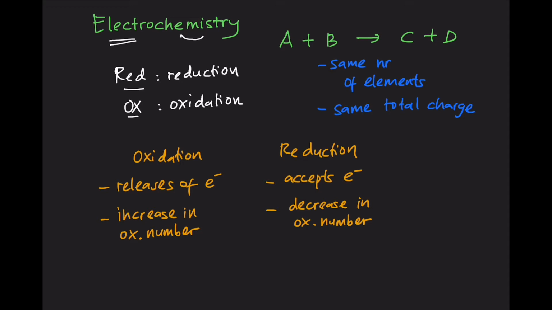The element that undergoes oxidation, we call the reducing agent or reductor, and the one that undergoes the reduction is called the oxidizing agent or oxidator. Now let's take a look at examples of redox reaction and how to balance them.